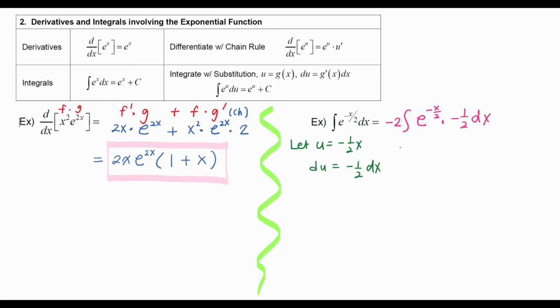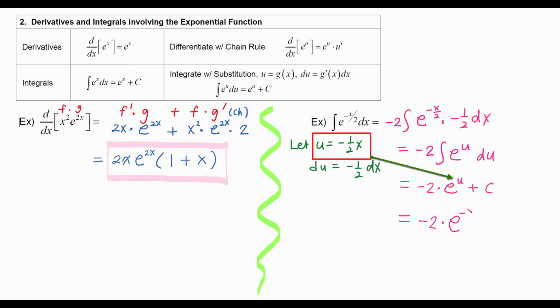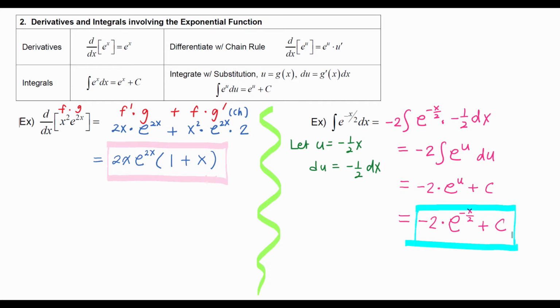So if I do the u sub now, this is equal to negative 2 integral e to the, what is negative half x? It is u. And negative 1/2 dx is your du. So then this is negative 2 times the integral of e to the u, which is e to the u plus c. And what was your u? You do the back substitution, you get negative 2 times e to the negative x over 2 plus c. So that is your final answer.